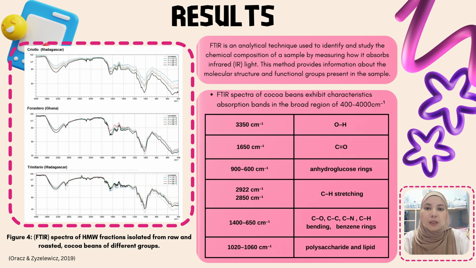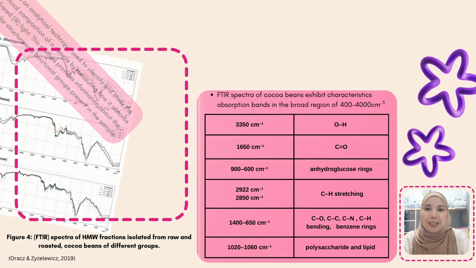to anhydroglucose rings. Next, the 2622 and 2850 region corresponds to CH stretching. At 1406 to 650 indicating CO, CC, CN, CH bending, benzene ring. Last but not least, the 1020 to 1050 region suggests polysaccharides and lipid.